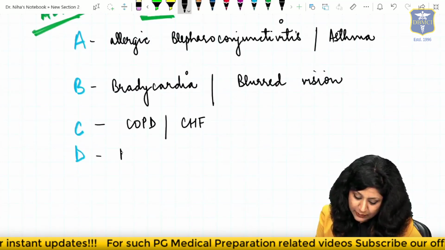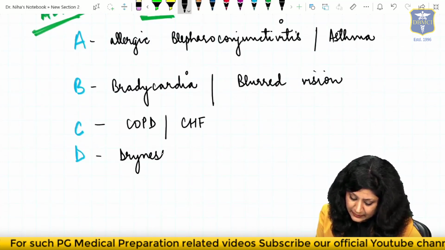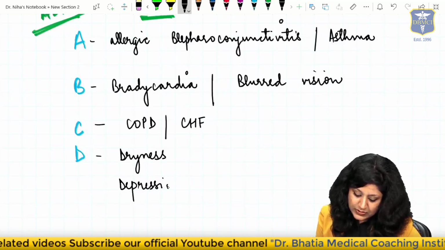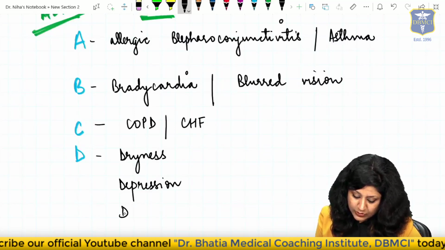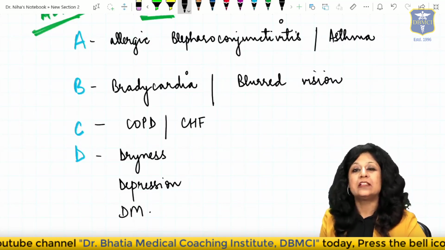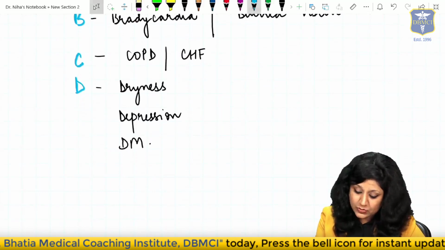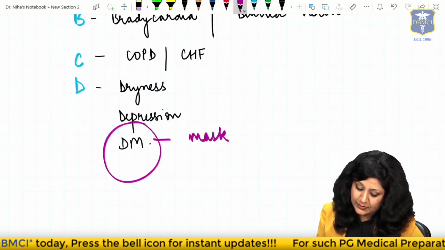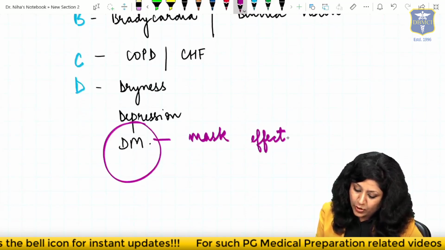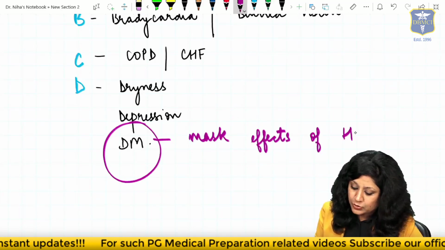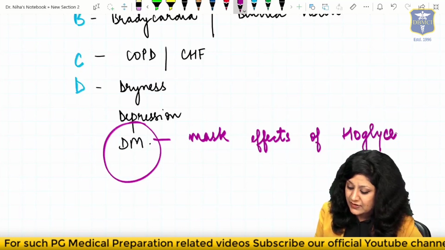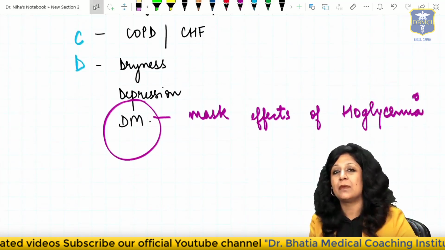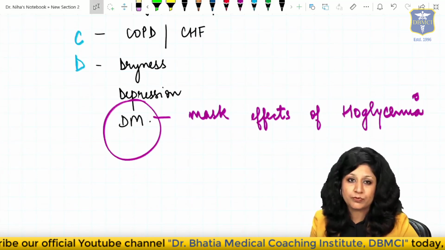Now D says it can cause dryness, right. Then it is also causing depression. So we should not give this drug in the patient who is suffering from depression and also diabetes mellitus. Now why should this drug not be given in a patient who is having diabetes? Because it can mask the effect of hypoglycemia. So if a patient starts having hypoglycemia and he is taking the beta blockers too, these effects will be masked and we won't be able to take care of him.